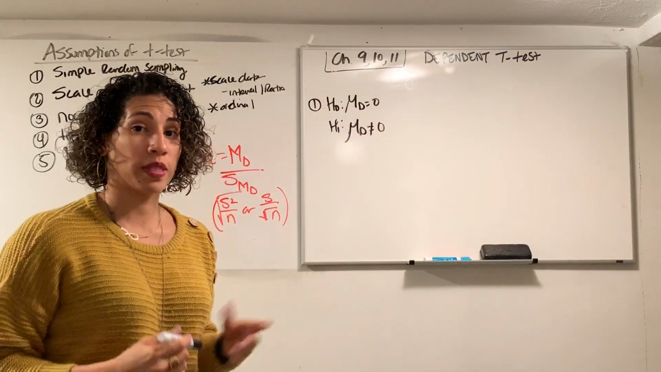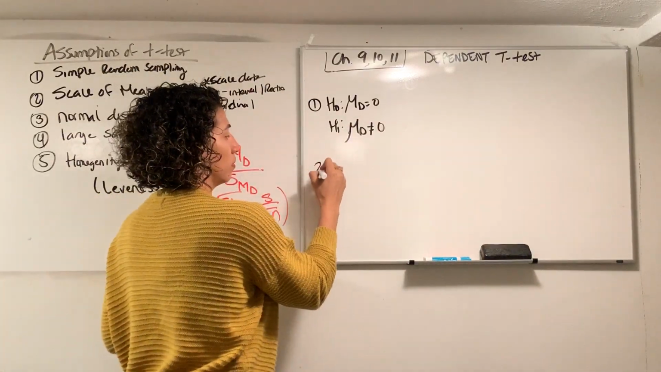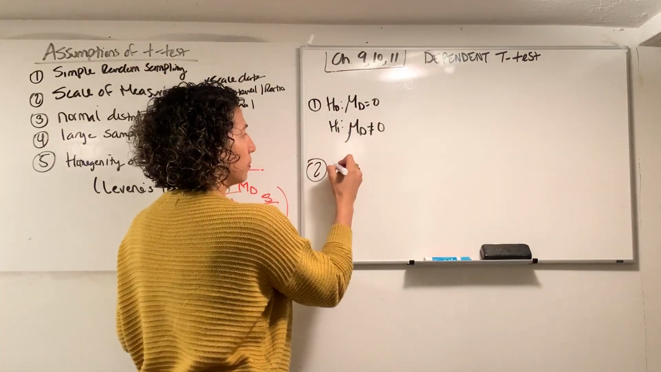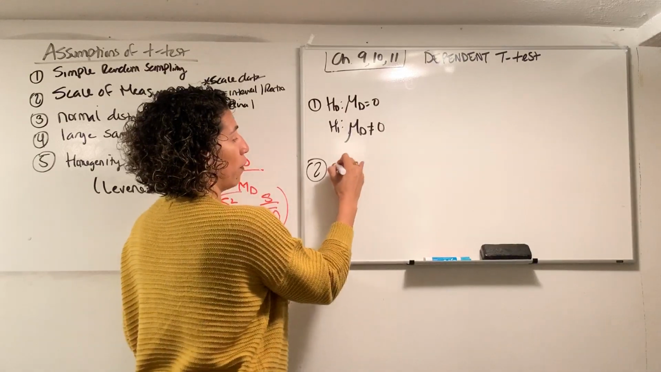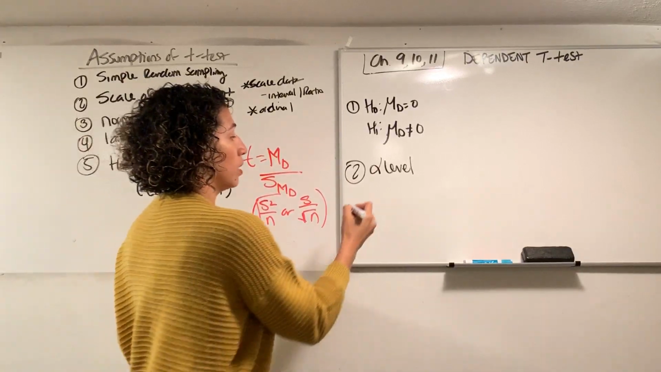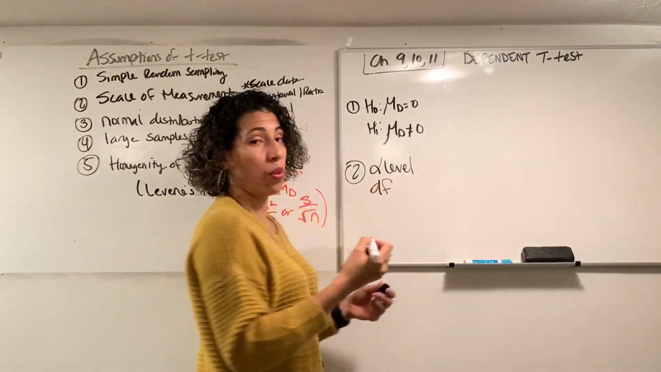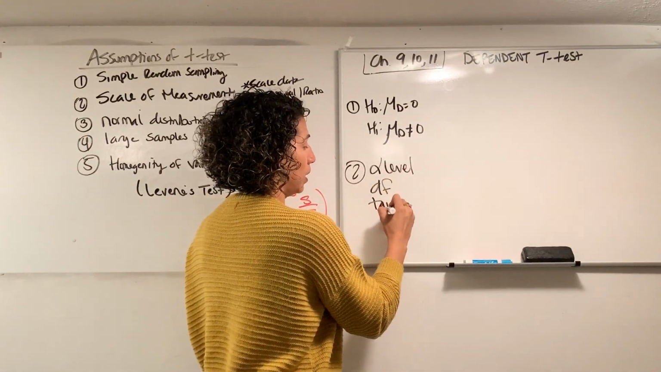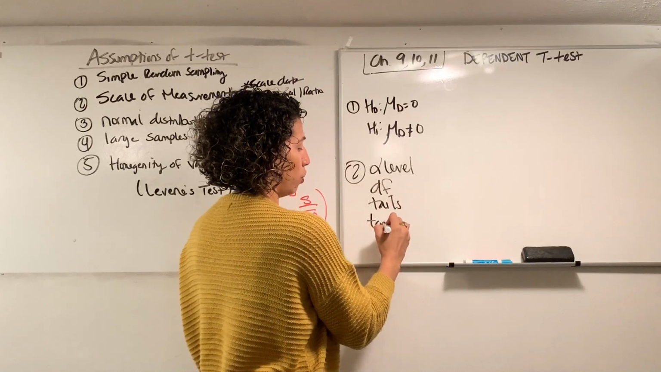All right, so step 2. Set the criteria. So we're talking about a criteria. We need an alpha level. And then what are we going to need? A degrees of freedom. What else are we going to need? How many tails we have, which will lead us to a T critical.